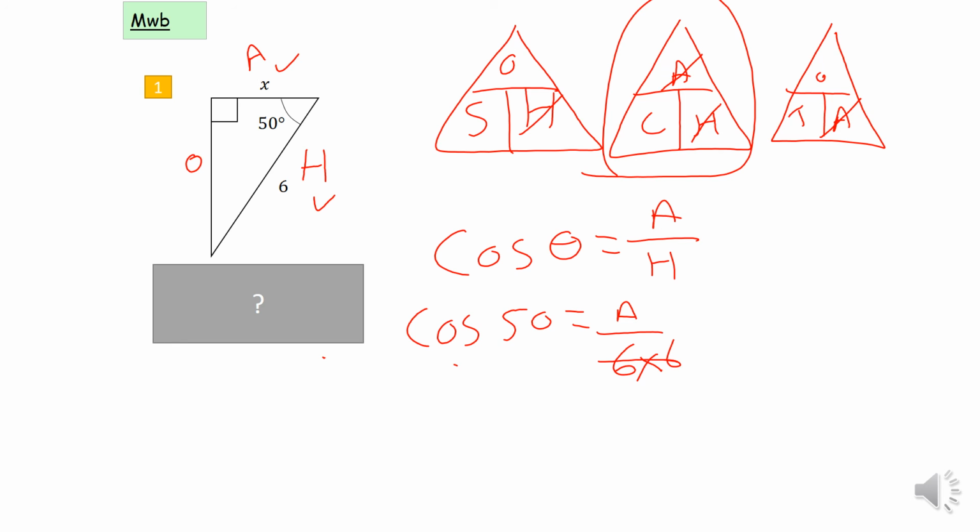And because I'm multiplying the right by 6, I need to multiply the left by 6. So I need to do cos 50 times 6. And that will give me the value of A. So let's insert that in my calculator. So cos, you will open the bracket, insert 50, close the bracket, times it by 6, equals 3.86 to 2 decimal places. So A equals 3.86 to 2 decimal places.